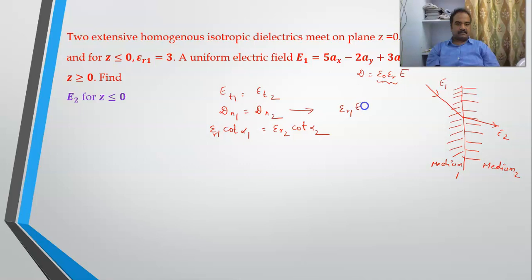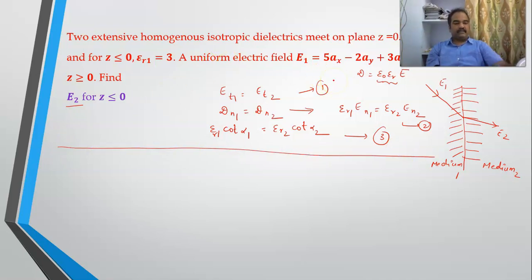For the two media, these things will be different, right? Because epsilon naught is constant. So this is condition number 1, this is condition number 2, and this is condition number 3. I will employ these conditions today for determining the electric fields. So I will start with the first one.